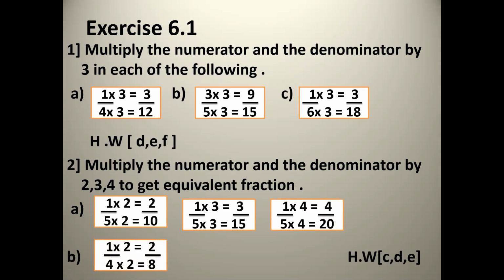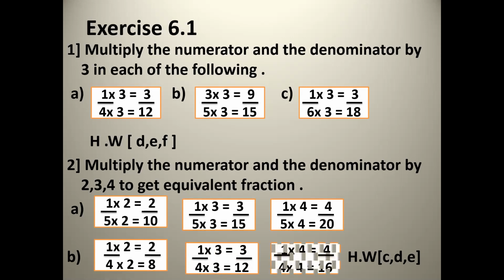Letter B. Here 1 by 4. First we multiply into 2. 1 by 2, it is 2. 4 by 2, it is 8. Next we multiply into 3. 1 by 3, it is 3. 4 by 3, it is 12. And last here, we will multiply 1 by 4 into 4. Numerator into 4, it is 4. Denominator into 4, it is 16.